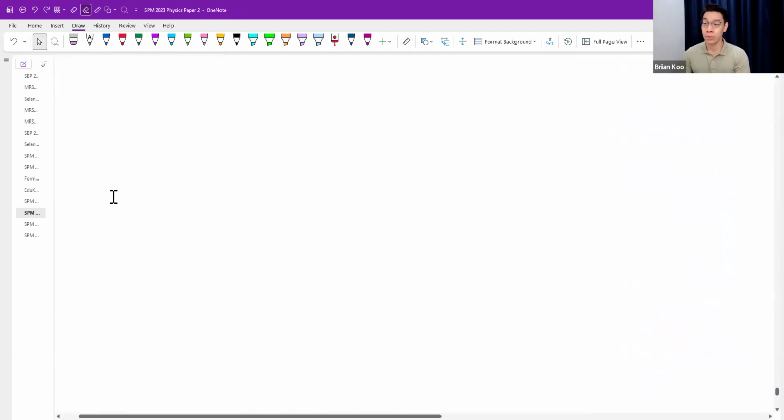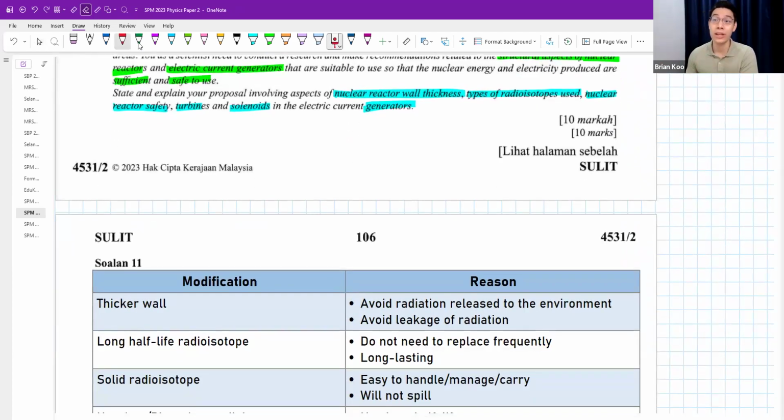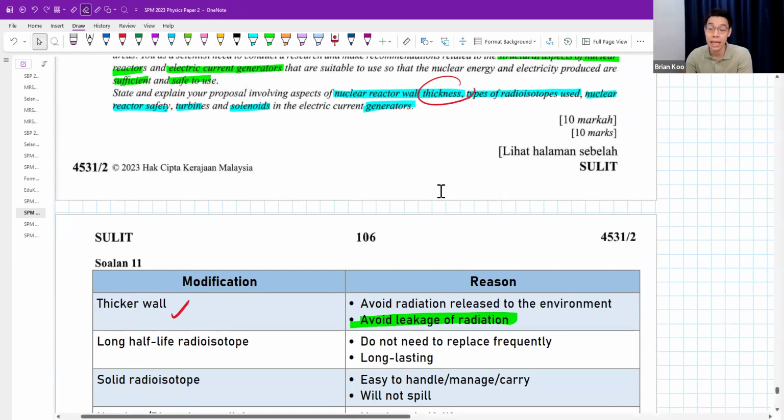To talk about wall thickness, of course, you want a greater thickness of wall. The thicker the wall, the more you can avoid leakage of radiation. I like this answer as the reason. You can also say to avoid radiation released to the surrounding, to the environment. Can also. And normally we like to use thick concrete to block off the radiation.